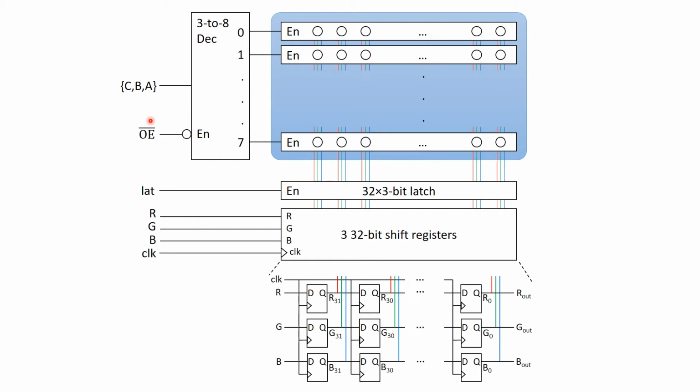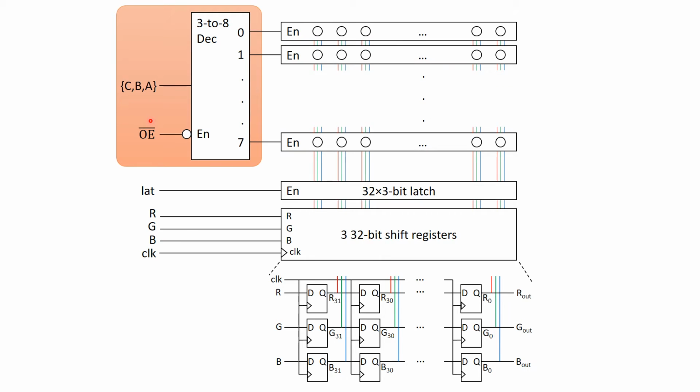The second element is what generates these enable signals for the row. It takes in 3 single-bit signals from the outside, the C, B, and A signals, and that determines which of the 8 rows to turn on. Along with that, there is an output enable signal, which is an active low signal, which determines whether any of the rows are on. If output enable is low, then whatever C, B, and A decodes to, that row will be on. And if output enable is high, then all of the rows will be turned off. This is useful when you're updating rows so that you don't see any flickering or ghosting going on. So that's the second element.